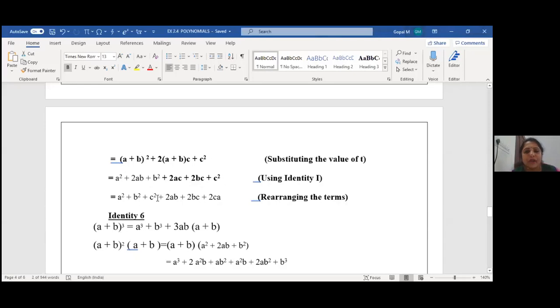Now I'll arrange everything. A power 2, I'll write here a square plus b square plus c square. After rearranging, I got the identity: (a plus b plus c) whole square is equal to a square plus b square plus c square plus 2ab plus 2bc plus 2ca. It is cyclic order. Ma'am, can you explain again, ma'am?